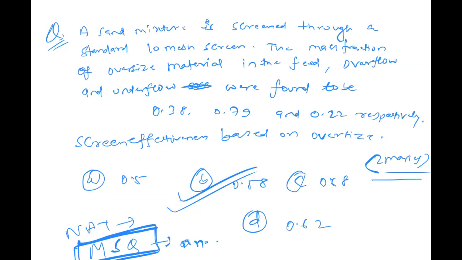Solve this question. It is a very easy question. What is the formula for screen effectiveness based on oversize? I think it is D by F into XD by XF. Yes, 0.58 is the right answer. Option B is correct. This is the formula. Did you note down this question? Just tell me, did you note down this question? Yes, okay. So I'm solving it here.